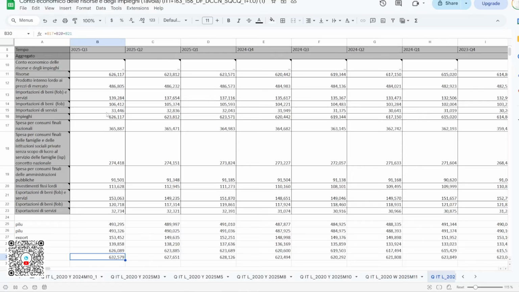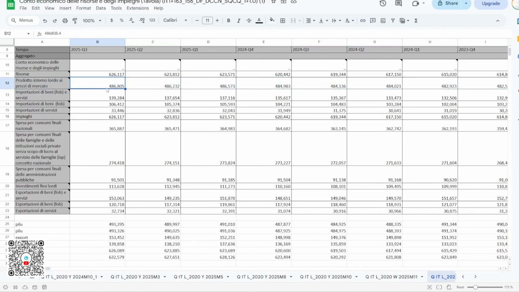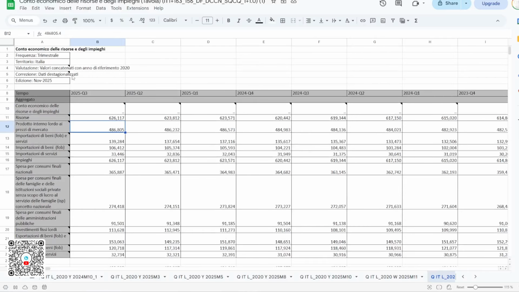Now you can see here what I call PILU, because we all need more PILU, for everybody. So we see here B12, that's GDP, prodotto interno lordo a prezzi di mercato, so it's current prices, but the data is not seasonally adjusted.